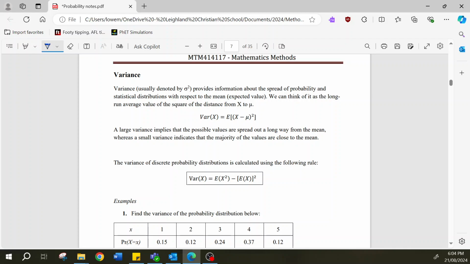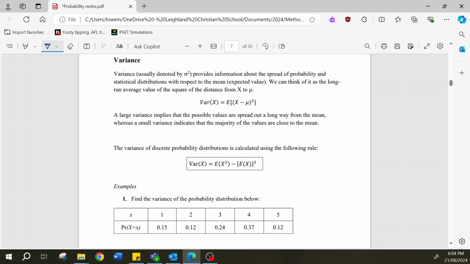And for these sorts of distributions, the variance of discrete probability distributions is calculated using this rule. So E of x squared: you square each of the x values, multiply it by the probability, and add. It's the same as doing what we did before with the expected value, but instead of using x, we're using x squared. This here is the expected value as calculated previously, but then the whole result is squared. And so you just subtract the one from the other.